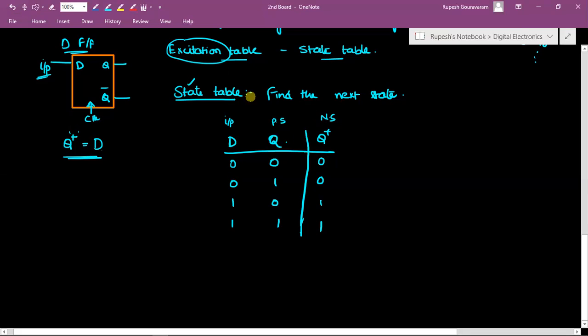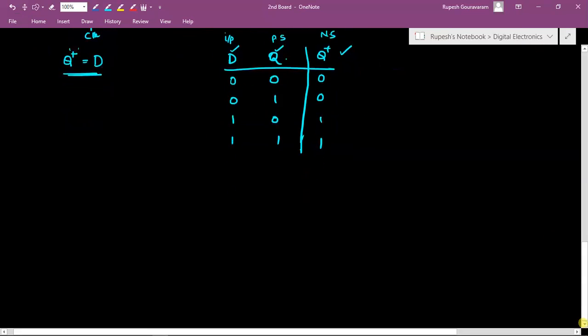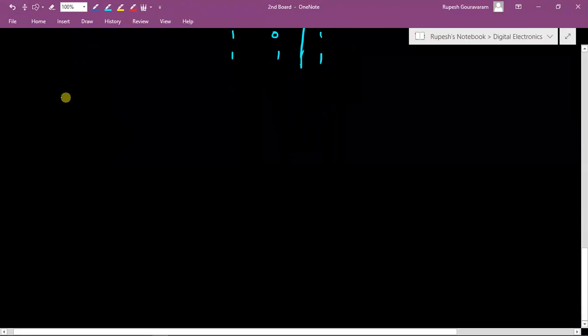So this table is known as the state table. That's it. What will the state table do? It will help us to find the next state based on the given input and the present state. That is what is known as the state table. Now let us see what the excitation table is. Here itself we will see.